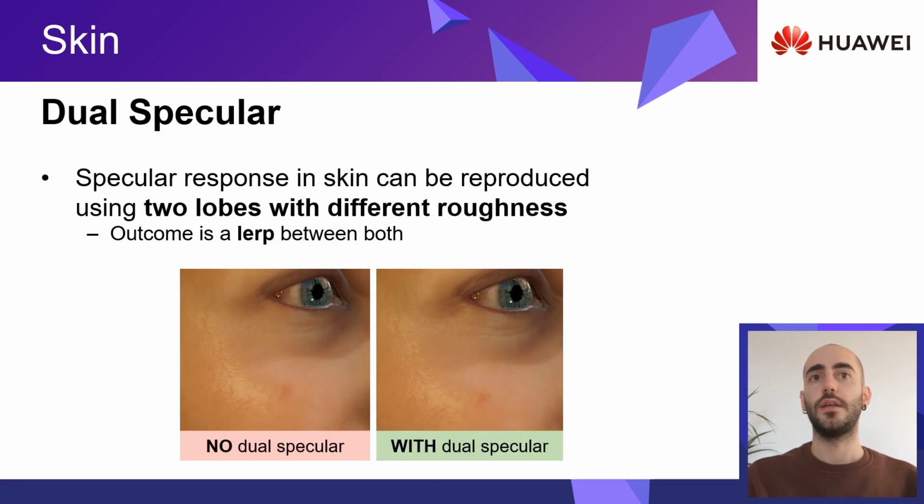Another feature of skin is that it has an oily layer on top. This, combined with the actual skin layer below, produces a particular specular response that can be reproduced using 2 specular lobes with different roughness values each. The specular outcome then comes from lerping these 2 lobes.